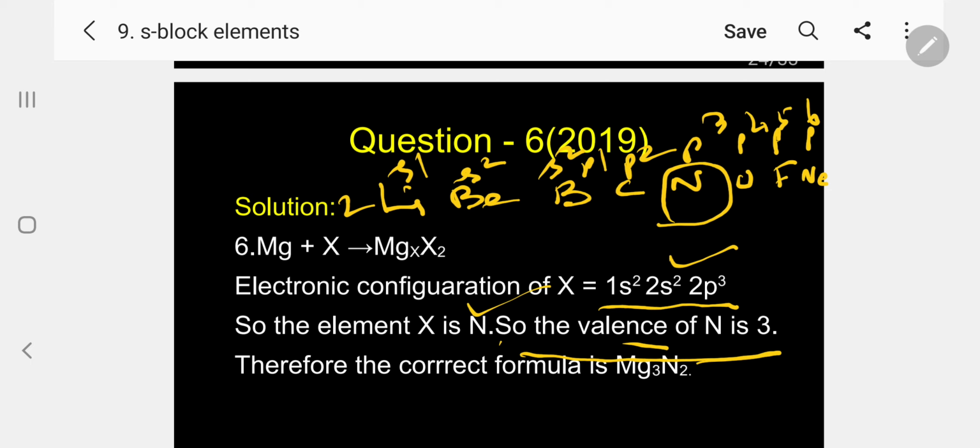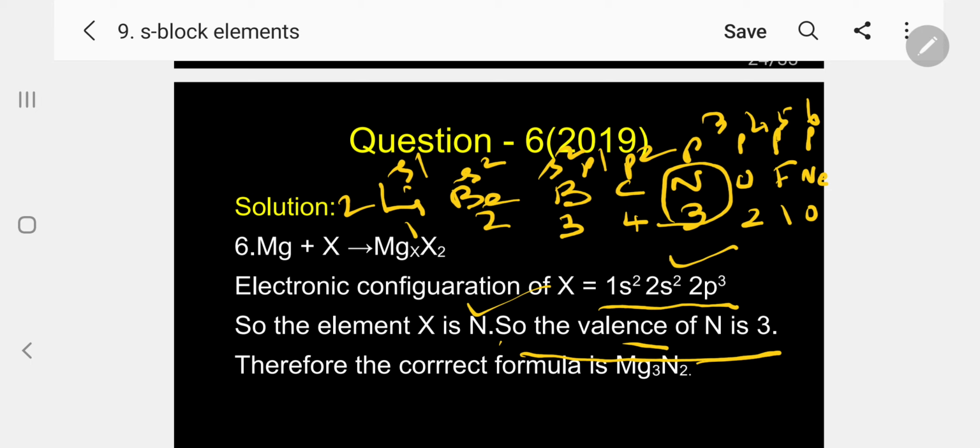How to identify the valence also? Let me give a short trick. Please follow. This is 1 valency, this is 2, this is 3, this is 4 valency. After this, it is in decreasing order: 3, 2, 1, 0. Please memorize. This is the valency. So automatically nitrogen valency is 3.